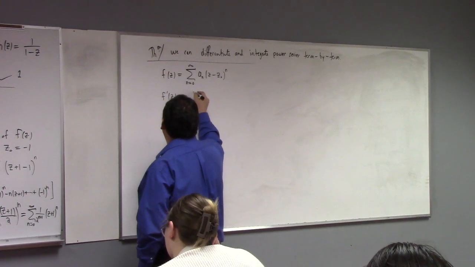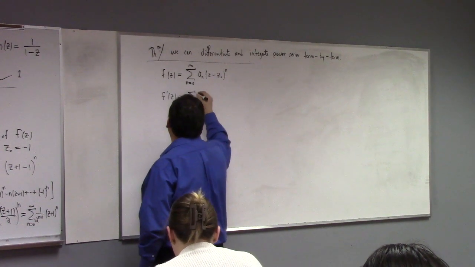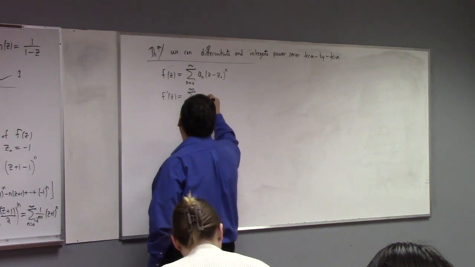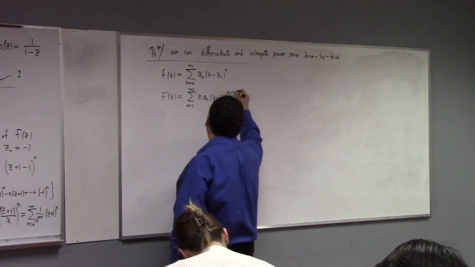So I said you do it term by term, right? So the way that works out is the sum n equals 1 to infinity of n times a_n times (z minus z naught) to the n minus 1.